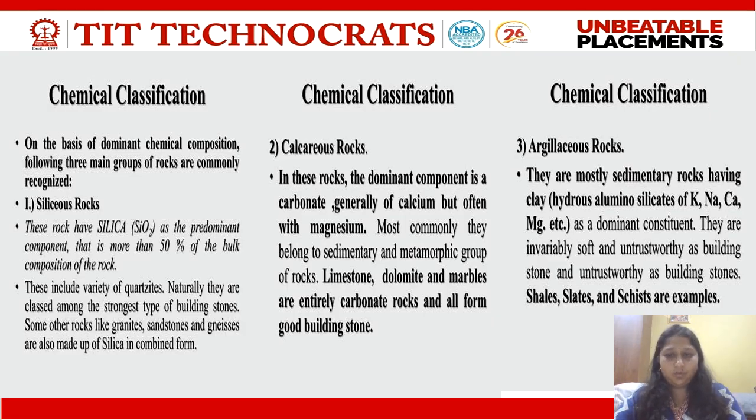Argillaceous type of rocks. Siliceous have more quantity of silica, calcareous have more quantity of carbonates, and argillaceous have more quantity of argil, that is clay. These are the chemical classification of rocks.